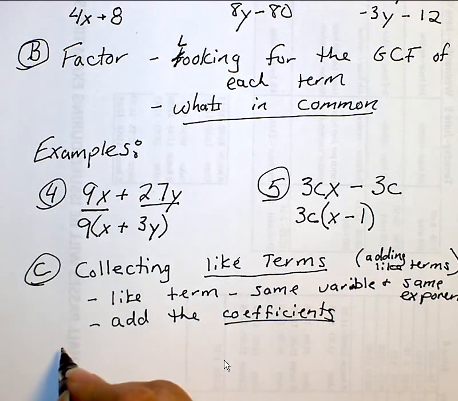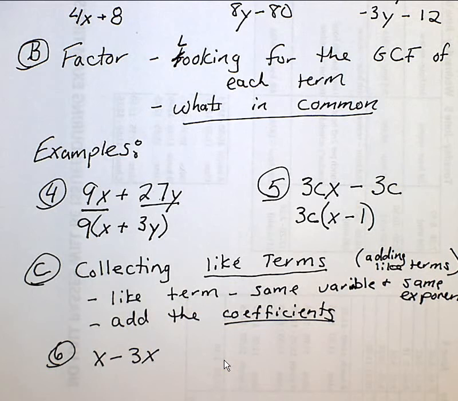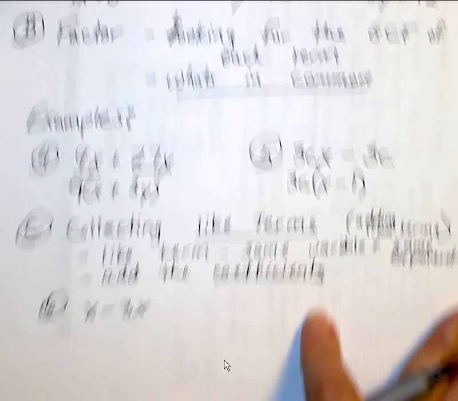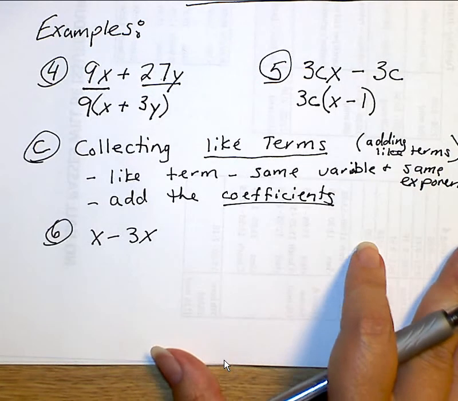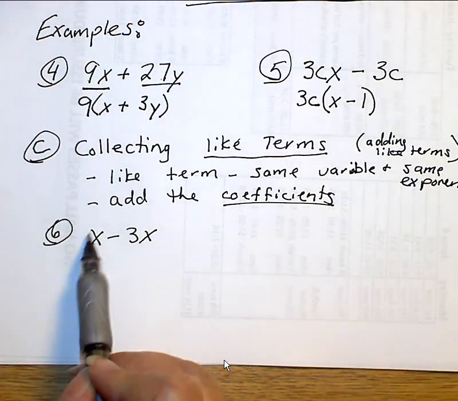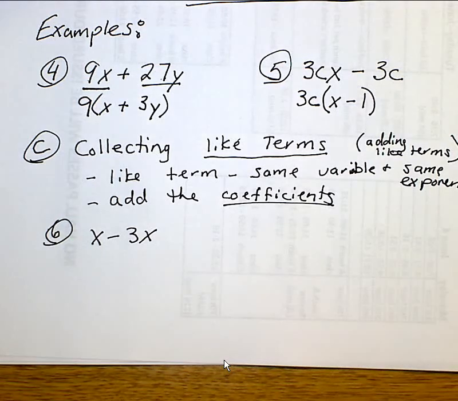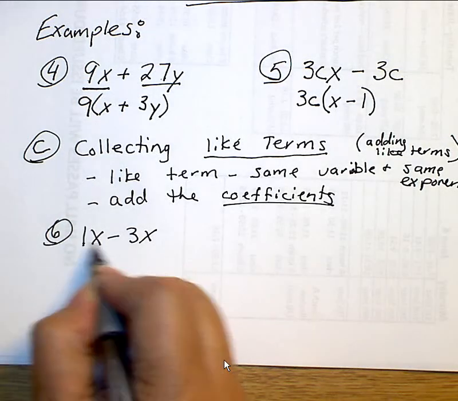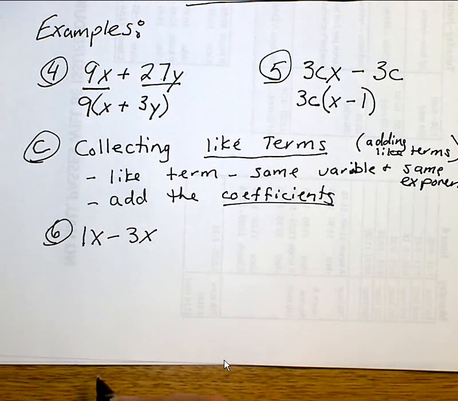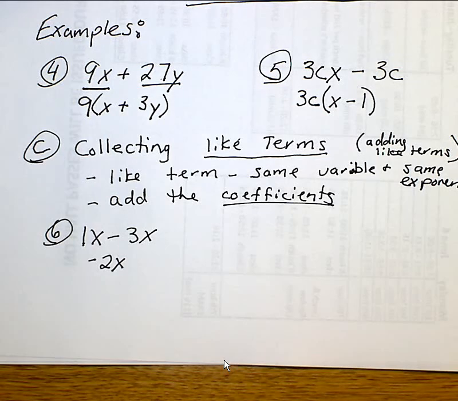So we have here 6, our example is x minus 3x. So what is in front of this x if there's nothing there? It's an understood 1. So we have 1 minus 3, which is a negative 2. And then we have our x.